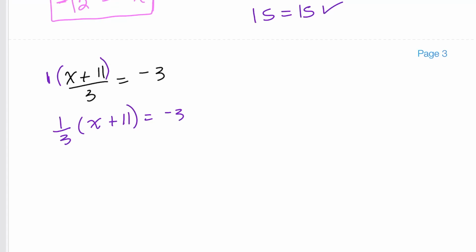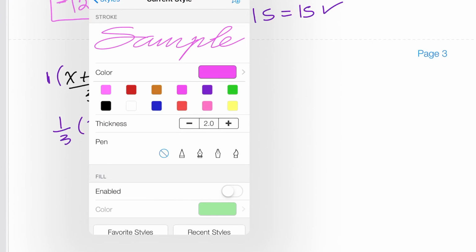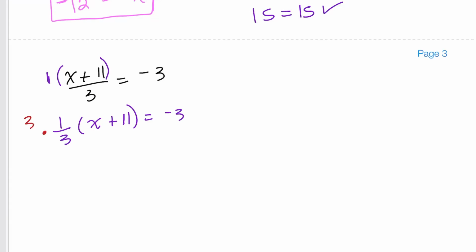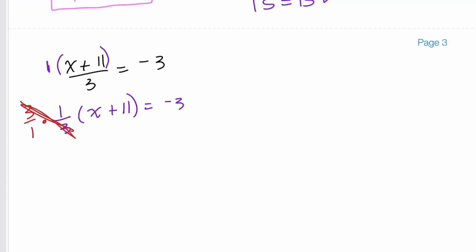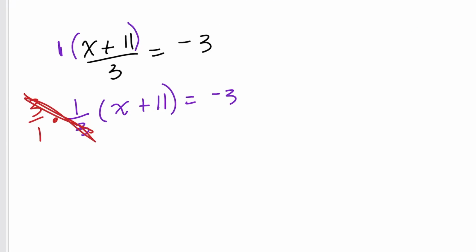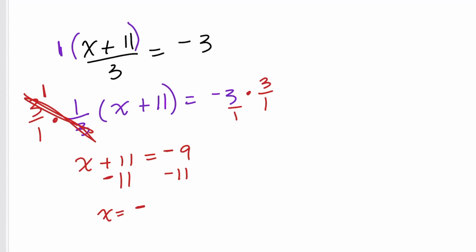Well, in order for me to get rid of that fraction, I'm going to multiply by the inverse. So I'm going to multiply this by 3 over 1, and 3 over 1 times 1/3 is going to become 1. If I multiply this side by 3 over 1, I need to multiply the other side by 3 over 1. Now the left side is just x plus 11. The right side is negative 3 over 1, so that becomes negative 3 times 3, which gives me negative 9. Now I'm just going to subtract 11 from both sides, and that gives me x is equal to negative 20.